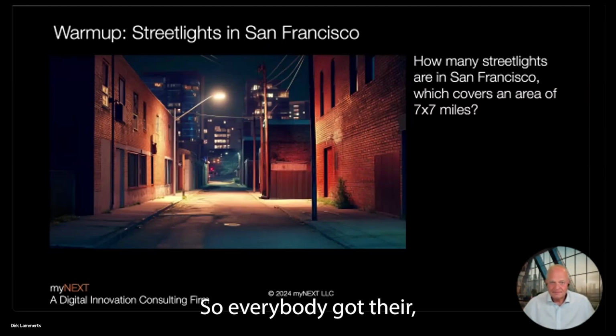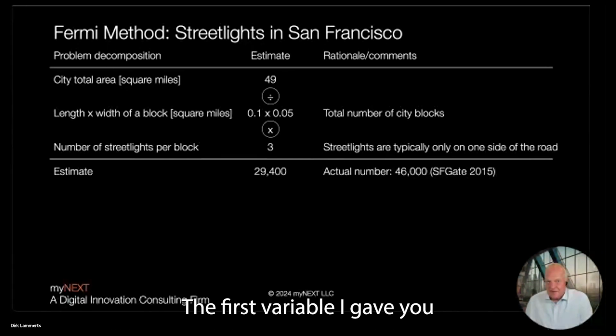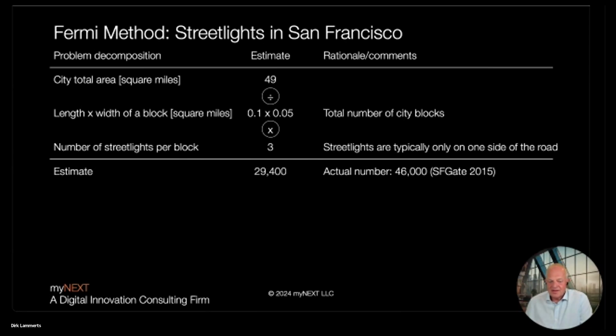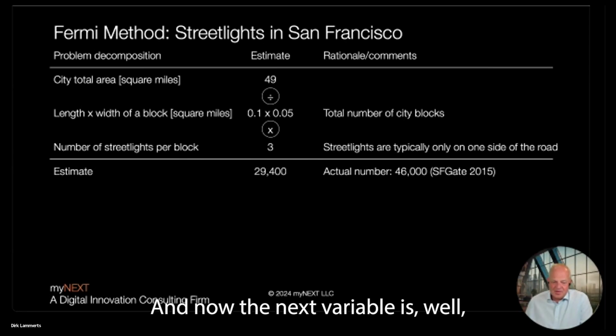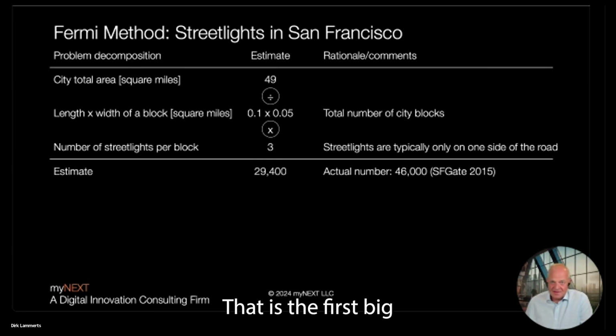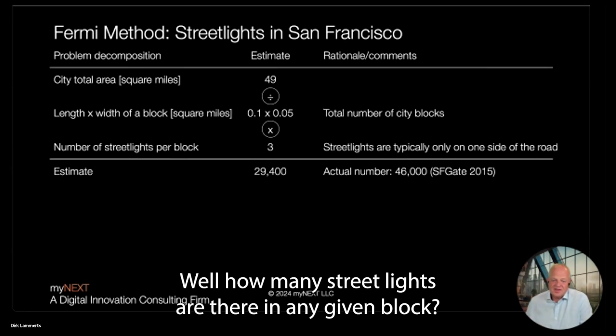So everybody got their approach? So here's my approach. First variable, I gave you that variable. The city's total area is 49 square miles. And now the next variable is, well, what we're trying to get to is how many city blocks are there in San Francisco? That is the first big component variable. And then the second big component variable is, well, how many street lights are there in any given block?